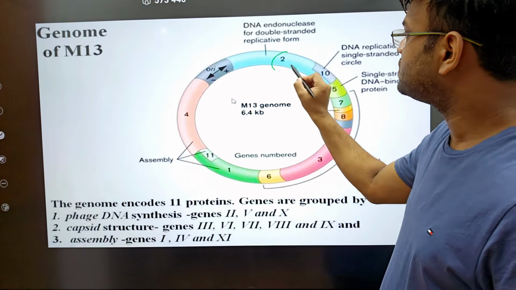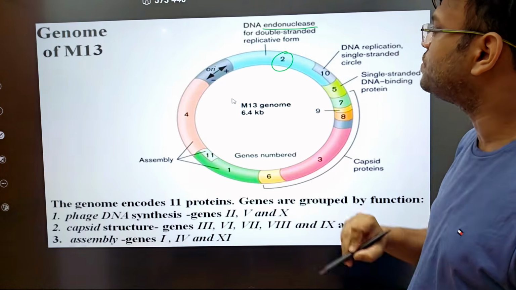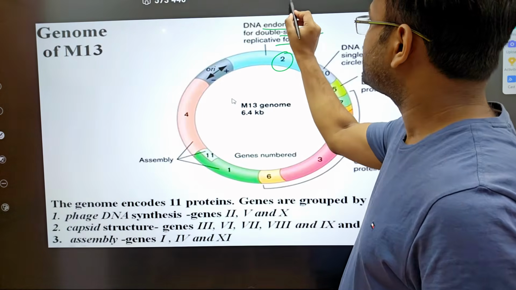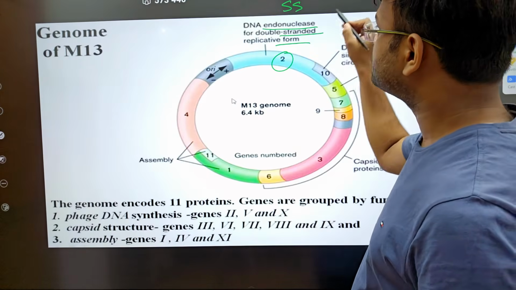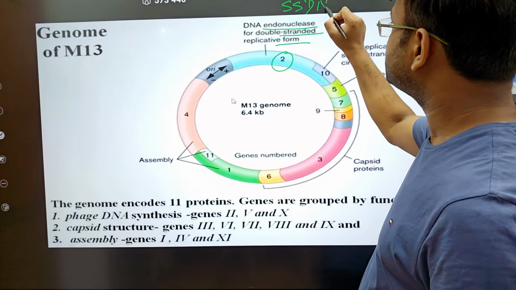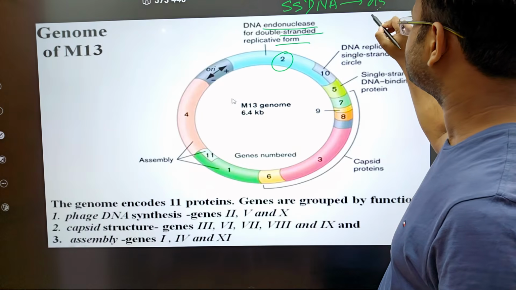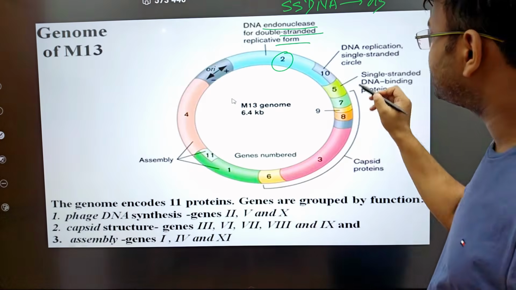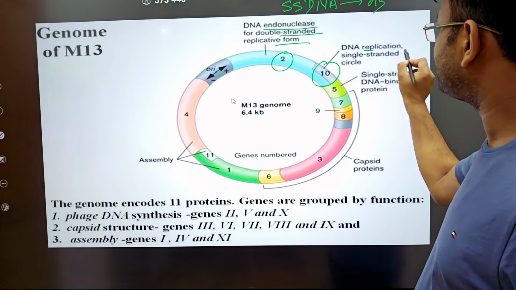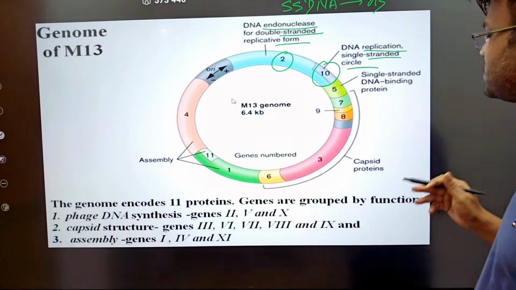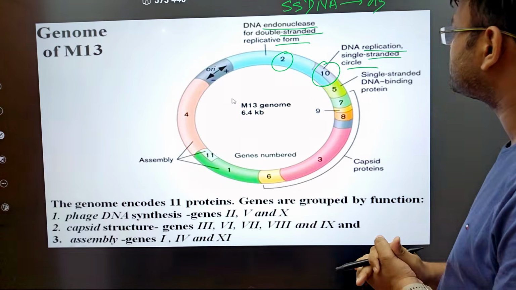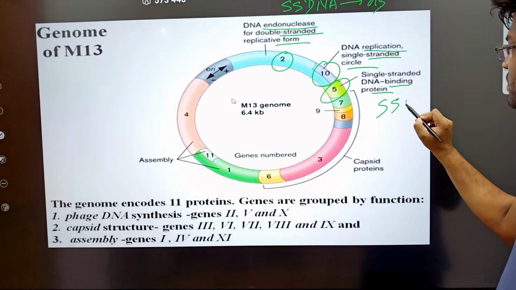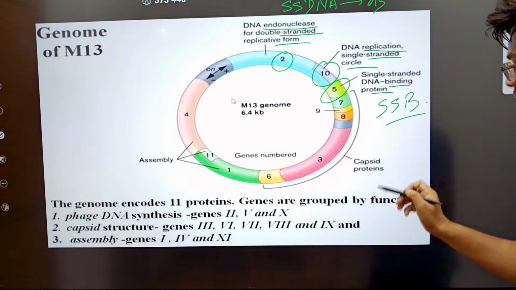For example, the second gene over here is for DNA endonucleases. It is used for double-stranded replicative form. I have already told you that when the M13 phage enters inside the E. coli, the single-stranded DNA form converts into the double-stranded replicative form. So this is the gene that would be responsible for the same. The next one is the 10th number, and it is a DNA replicative single-stranded circle. So this particular gene is used for the DNA replication. Gene number 5, single-stranded DNA binding protein. This is a gene that would be producing SSB, single-stranded binding proteins.